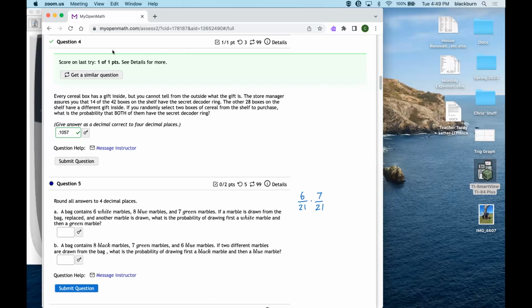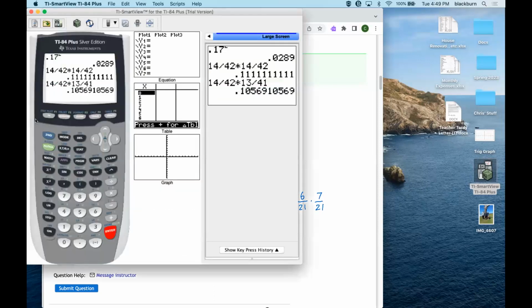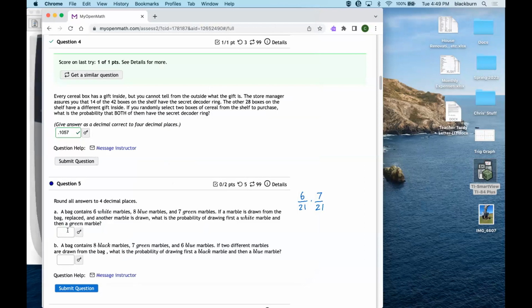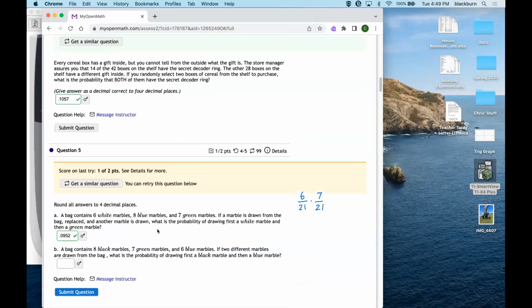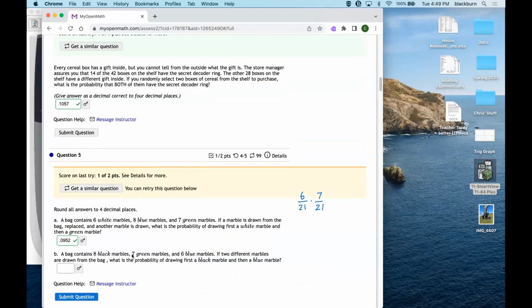So then we make that calculation. 6 21sts times 7 21sts, and we get 0.0952. Okay, so watch what changes in the second case. We have 8 black. Oh, well, we still have 21 marbles, but we have different colors now. Black instead of white. Still got green and blue.